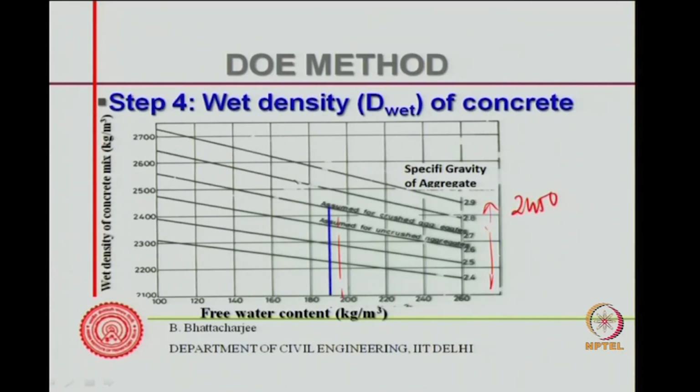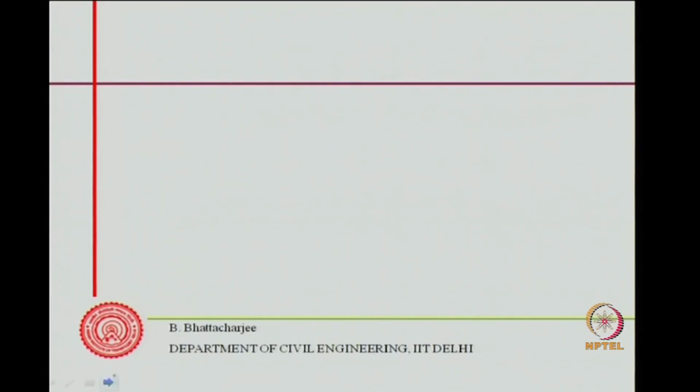So for example, mine was 190 or 195, and this was my specific gravity, let us say. Then the wet density will be somewhere around 2450. Just for an example, supposing this is 190, this is 180, 190, and this is the crushed aggregate, and so on and so forth, and you are getting 2450.